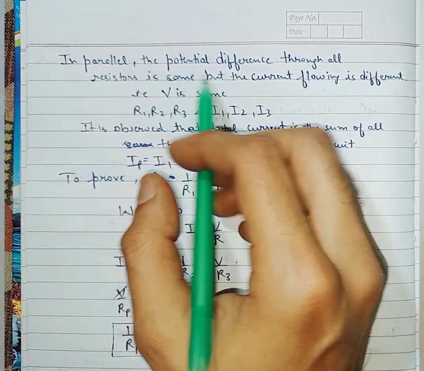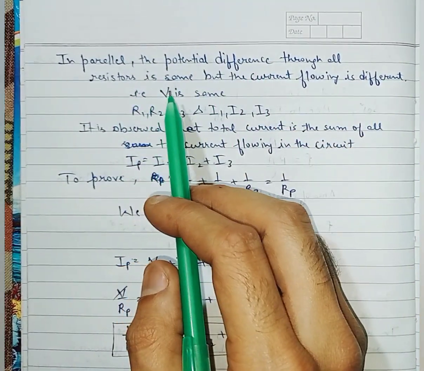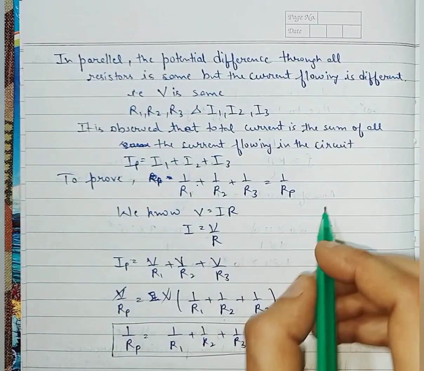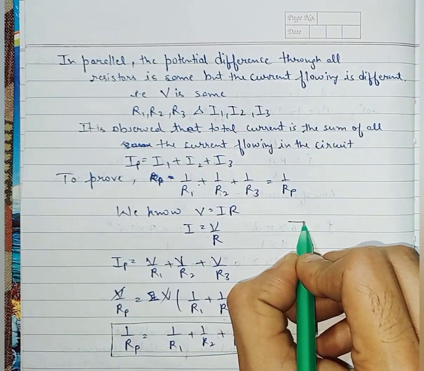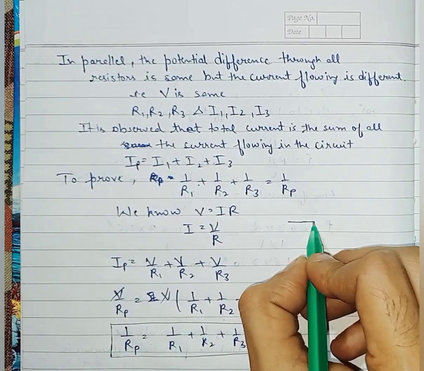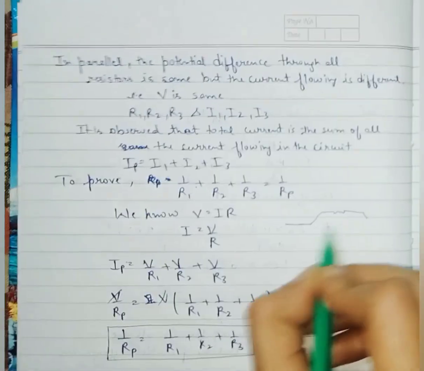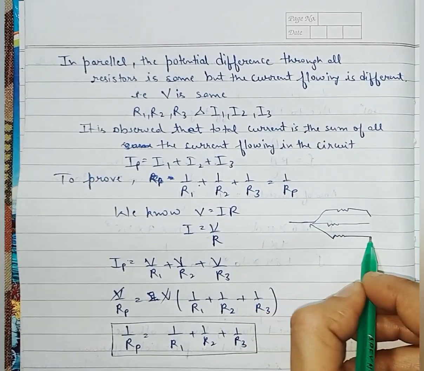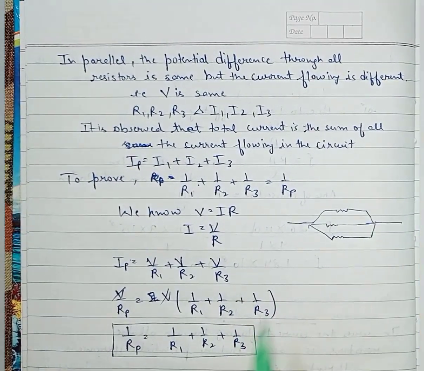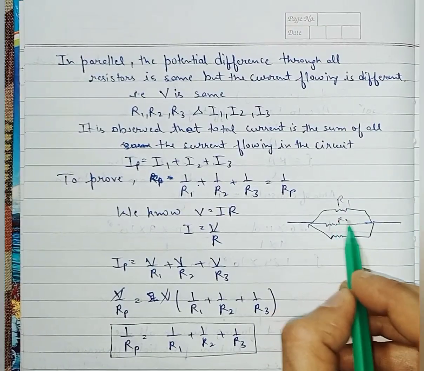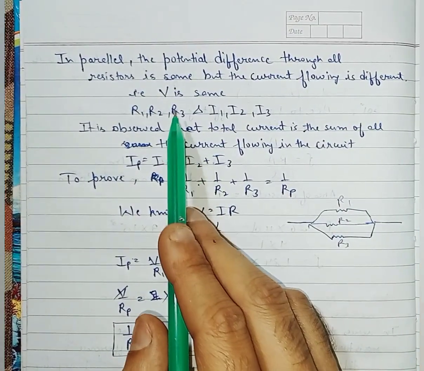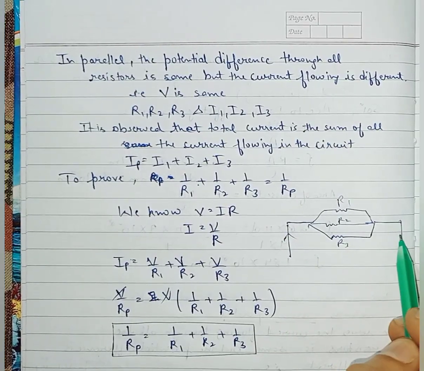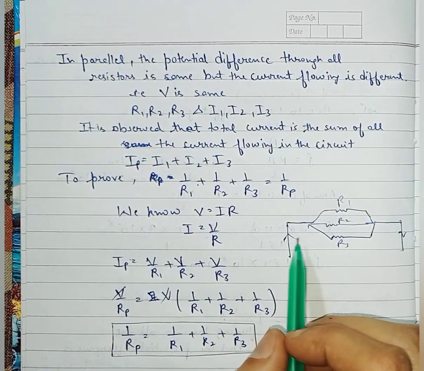Okay, in parallel, the potential difference through all resistors is the same, but the current flowing is different. Let's see the circuit diagram. This is our first resistor, this is our second resistor, and this is our third resistor. This is R1, R2, and R3. Then the potential difference is the same. I have not run the circuit, but you can assume.